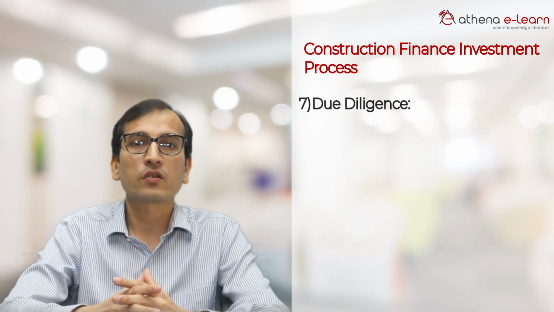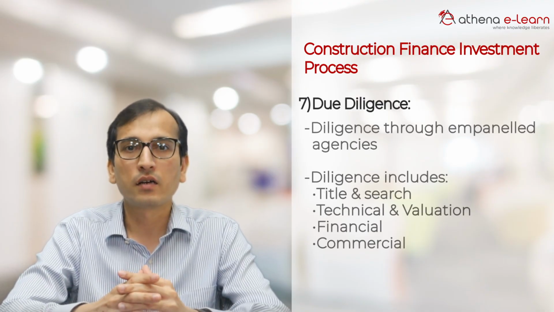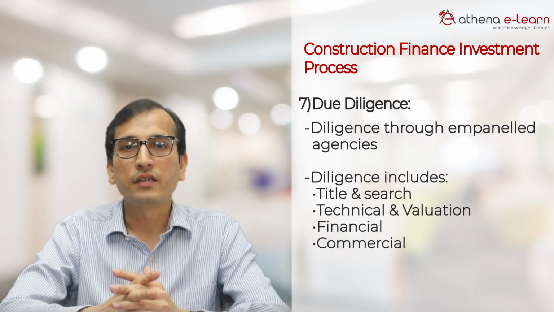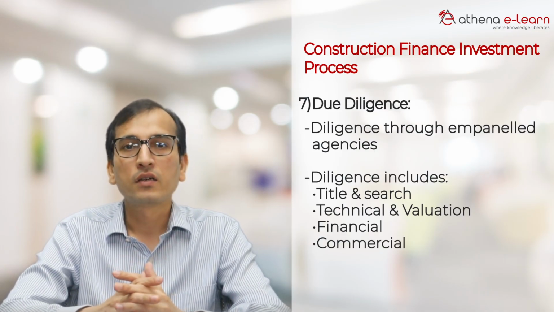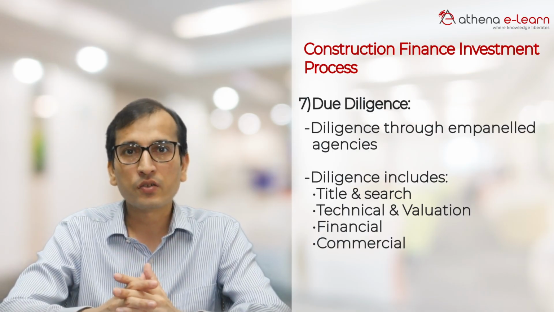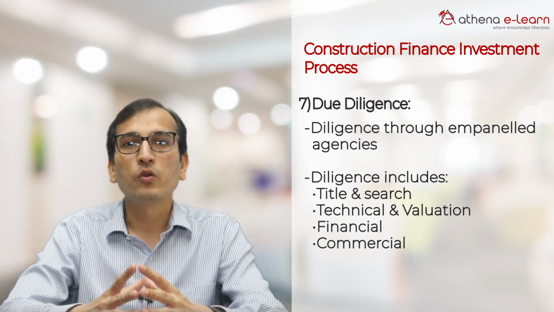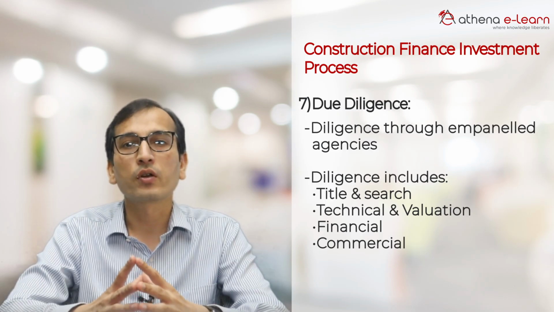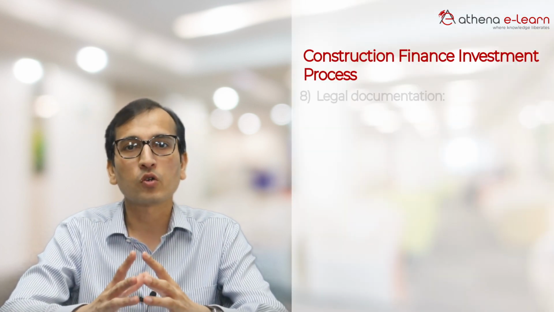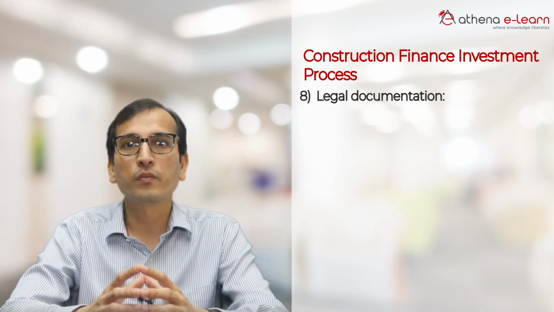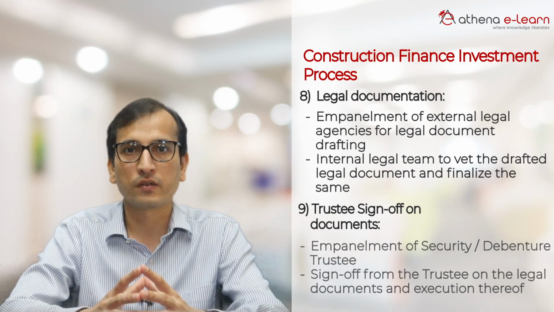Post the sanction, the lending institution goes for a diligence of the underlying deal through the empaneled vendors. Typically, the diligences include the title diligence, the valuation and the technical diligence of the project, and financial and commercial diligence of the project. As per NHB, valuation from 2 technical vendors are compulsory for any lending transaction. Post the diligence and comfort of the lending institution, the process of documentation is started, wherein the legal documents are prepared and shared with the borrower for execution.